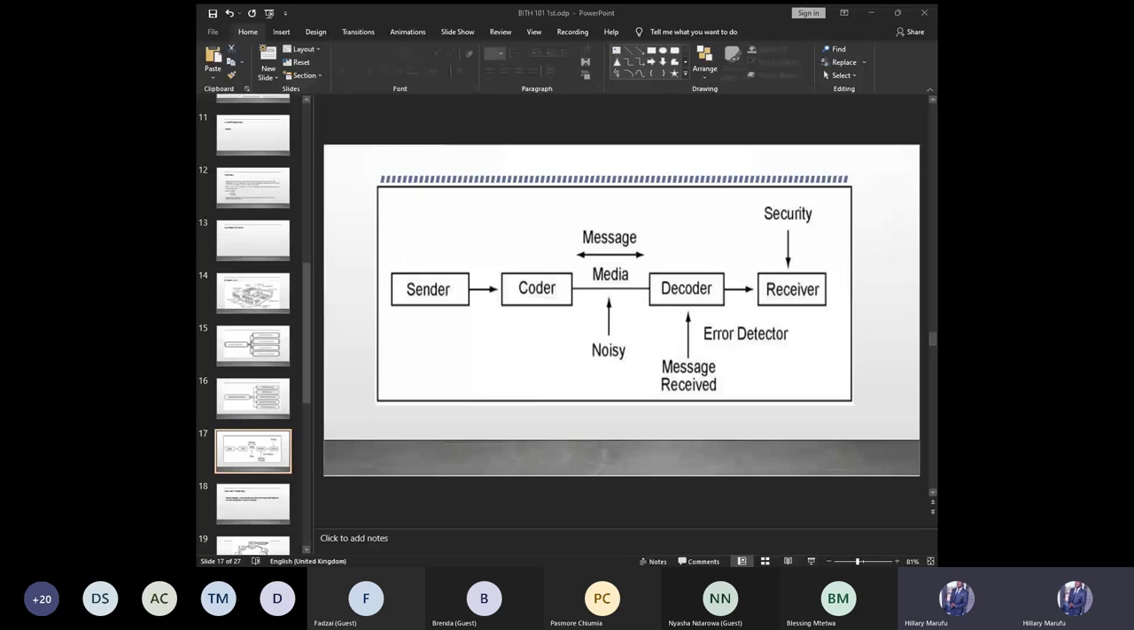Now let's talk about transmission media. What is transmission media? Anyone to give us what transmission media is? Yes, Nyasha. Transmission media. Transmission medium. Okay, medium simply means a means in which two or more devices communicate.